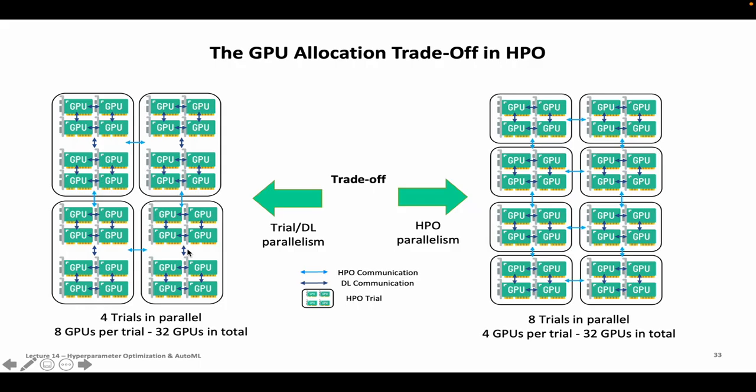On the other hand, I could also enforce more parallelism on the HPO level. So I can take just 4 GPUs for the distributed training of my models, but then have more trials running in parallel. So if I use 4 GPUs per trial, that would mean I could afford to run 8 trials in parallel, but then each of these trials would, of course, train much longer because it's just using 4 GPUs instead of 8 GPUs.